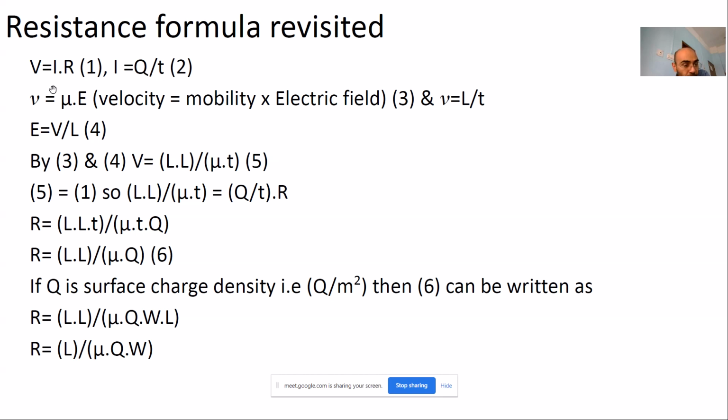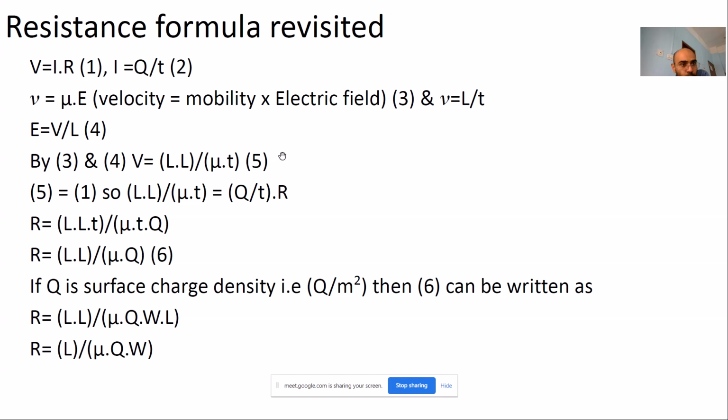Now you also know from your basic electronics that the velocity of the charge carriers in a semiconductor is equal to the mobility of the charge carriers times the electric field, right? So v is equal to mu E, you also know, right? And v, velocity, is nothing but the distance traveled per unit time. So that is what the velocity of charge carriers is. That is what I have written here.